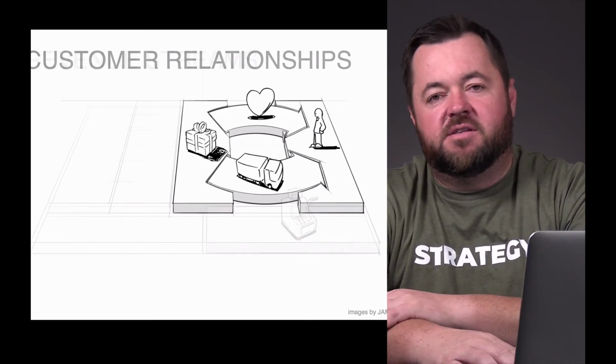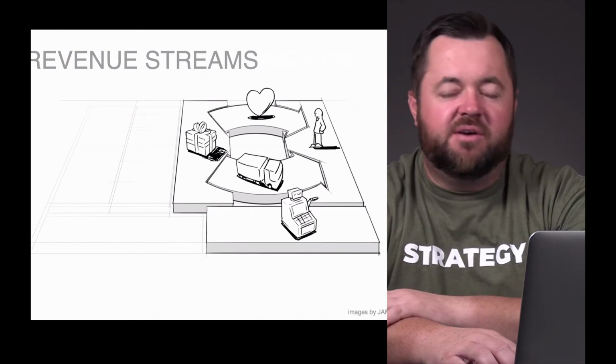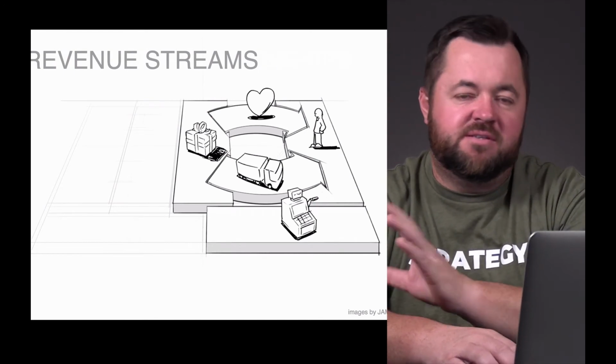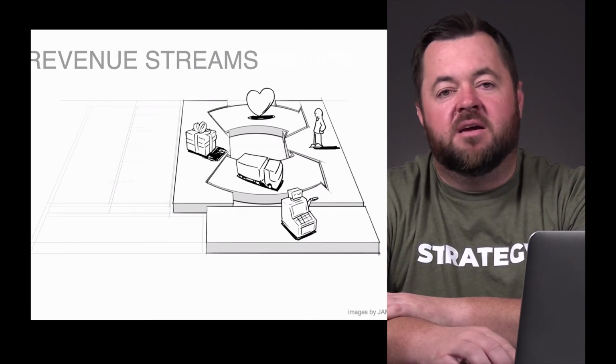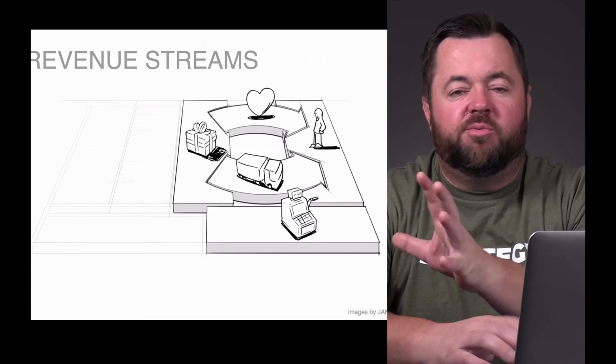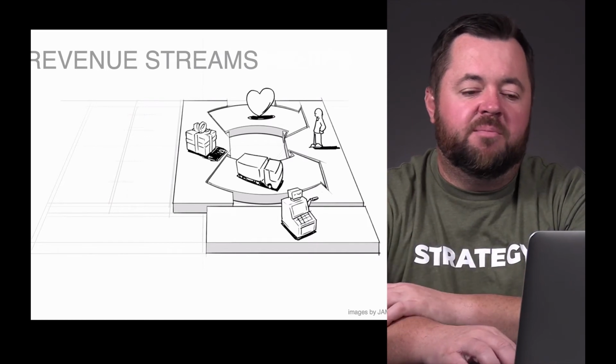The next segment of the business model canvas is revenue streams. So how is our business going to make money? Is there one revenue stream, or are there multiple revenue streams? And we'll talk about that a little bit more.